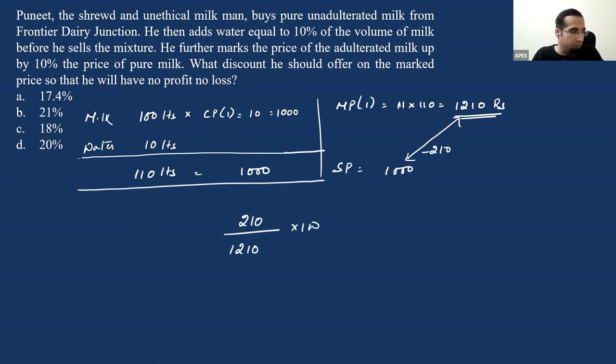So if I take up my calculator, clear? So it's 210 divided by 1210, which is 17.355. Okay. 17.355, or we can also approximate it to 17.4%. Again, a very easy question.